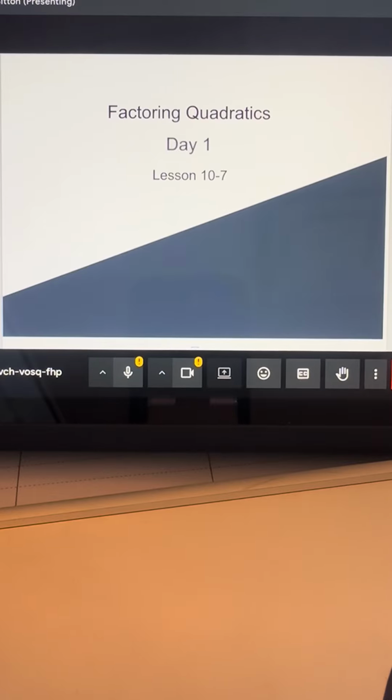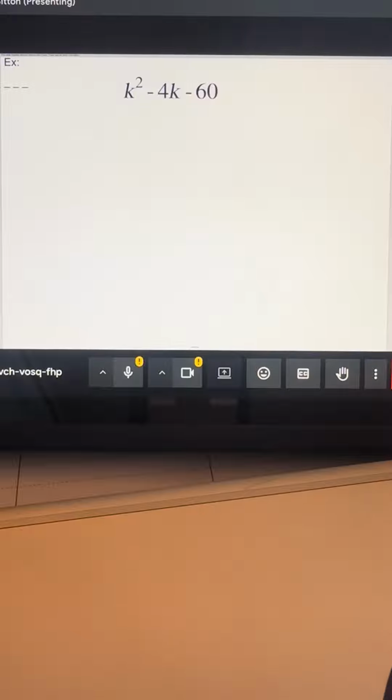Okay, so what we're doing today is no different than what we did on Tuesday and Wednesday. So you're still factoring, you're still doing the a times c. The only difference is there's going to be something in front of the x squared, the k squared, whatever letter it is squared. So right now, there's no use in going over the things that we've already done. Change this problem to 2k squared minus 8k minus 120.